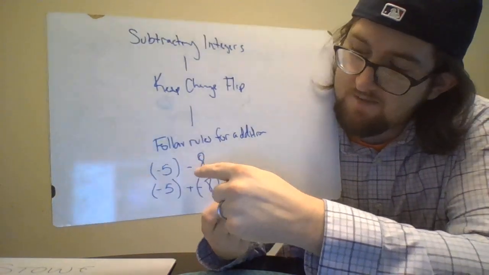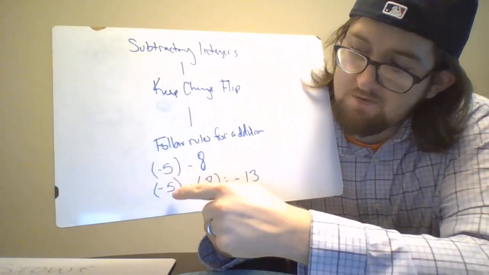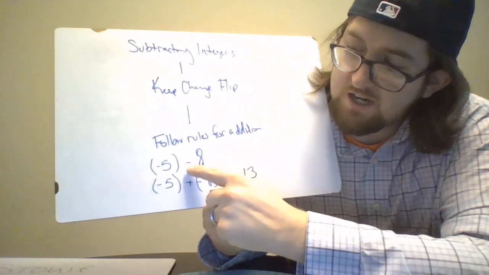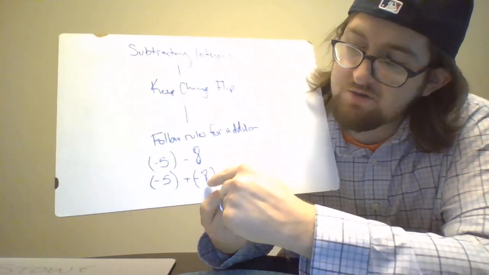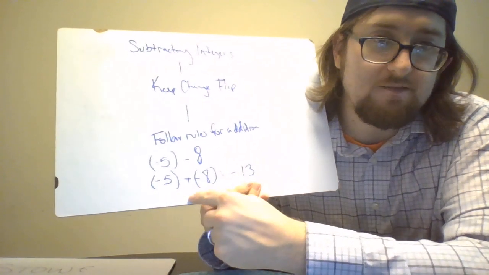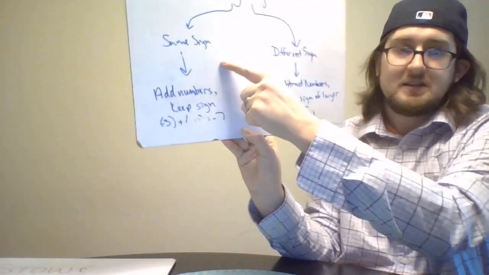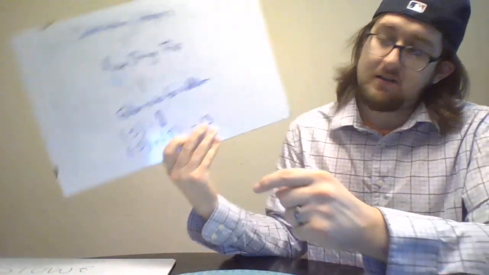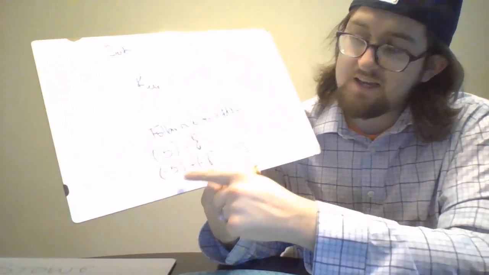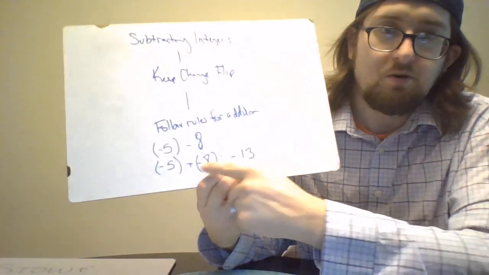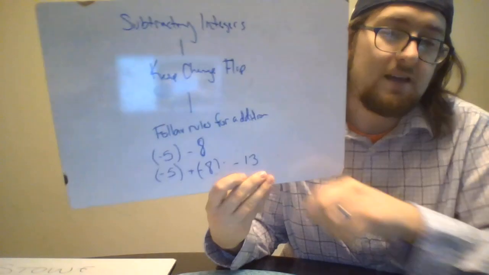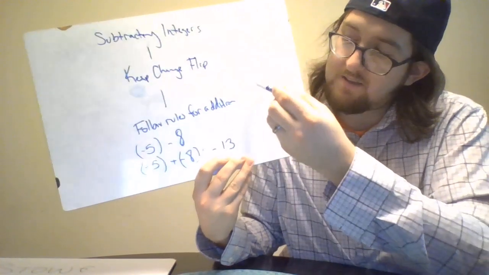So we've got -5 minus 8. Keep -5, change subtraction to addition, change that 8 to a -8. So now you've got -5 plus -8. That would be same sign, add numbers, keep sign. So 5 plus 8 is 13. They're both negatives, -13.